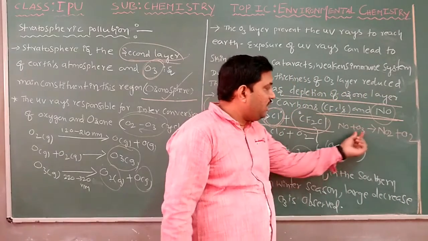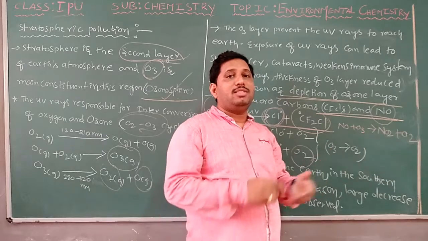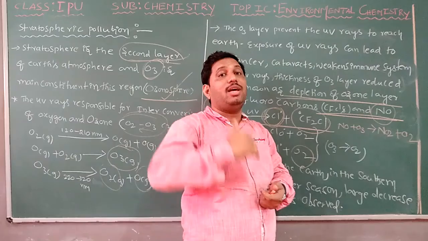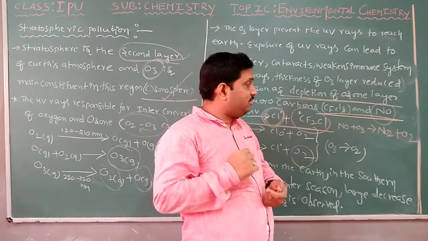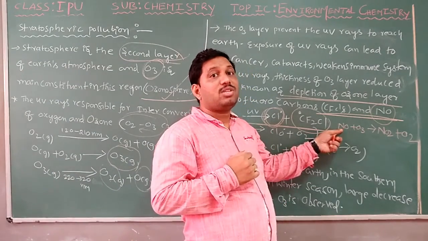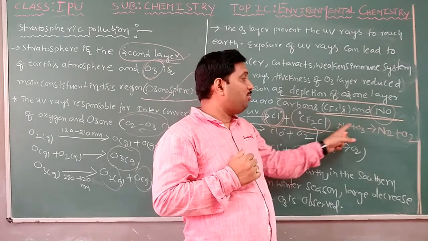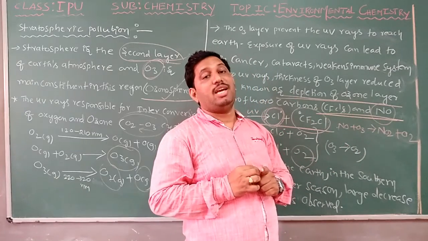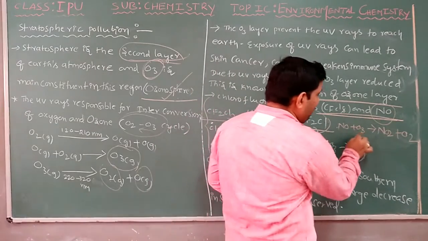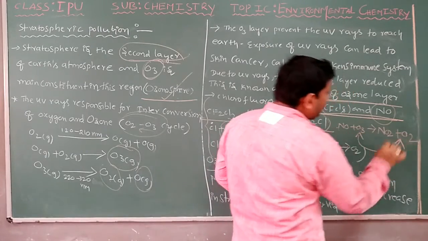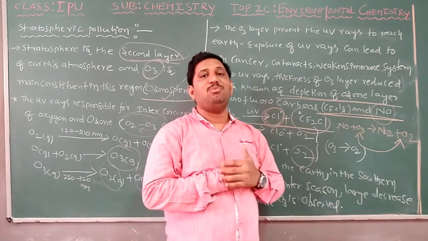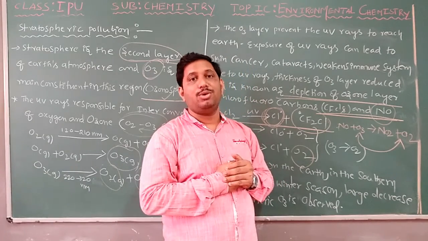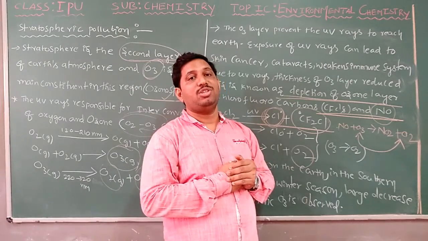Here what happens, student? The ozone is present in the stratosphere. Generally supersonic jet engines move in the stratosphere. The stratosphere contains ozone, and nitric oxide is released by supersonic jet engines. Both react with one another to form nitrogen dioxide and oxygen molecule. Here our concept is that O3 is converted to oxygen. The composition of ozone changes to oxygen. Hence that is known as depletion of the ozone layer.